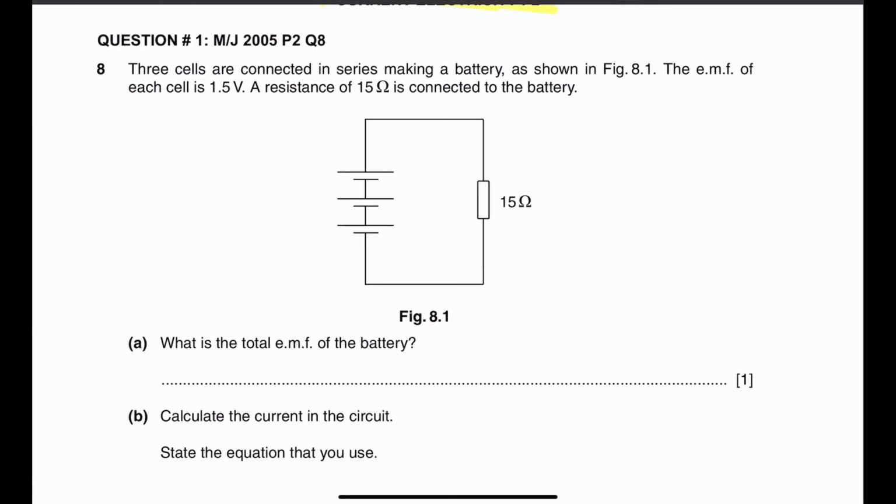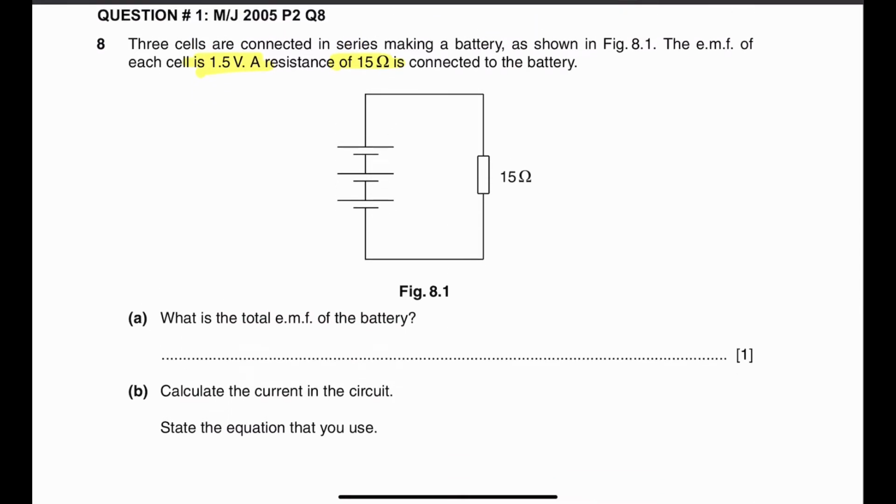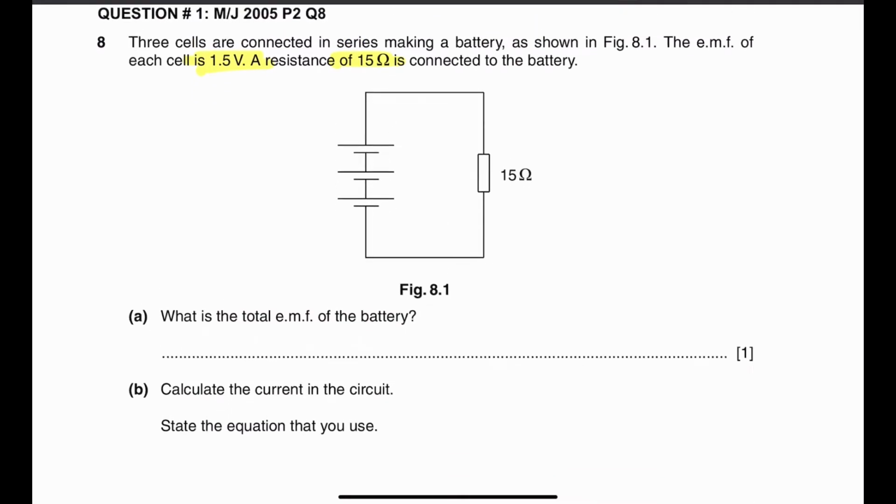Question number 1 says that there are 3 cells and they're all connected in series. The EMF of each cell is 1.5 volts and the resistor is of 15 ohms, which is connected across the battery. So the first part is asking about the total EMF of the battery. Well, if each of the cells have an EMF of 1.5 volts, all you need to do is add them together. So 1.5 plus 1.5 plus 1.5 should give us 4.5 volts.